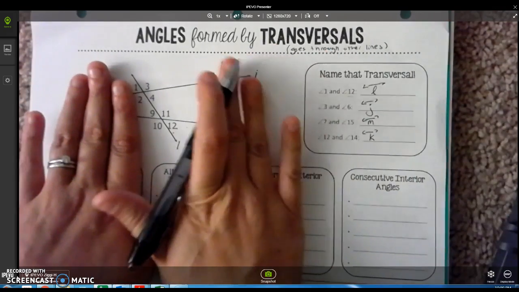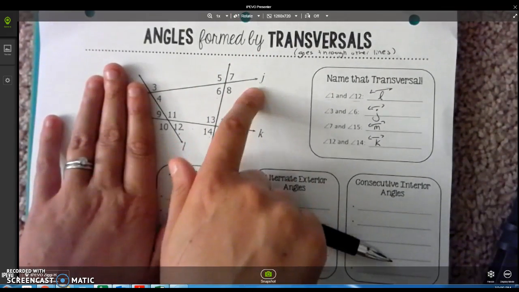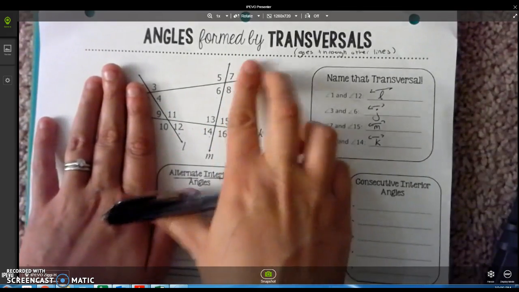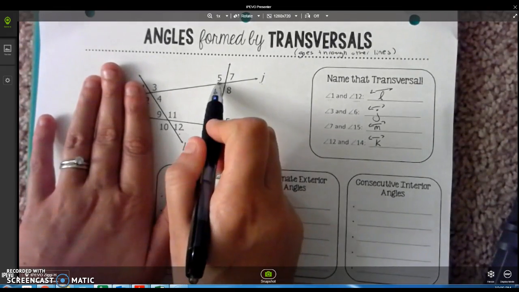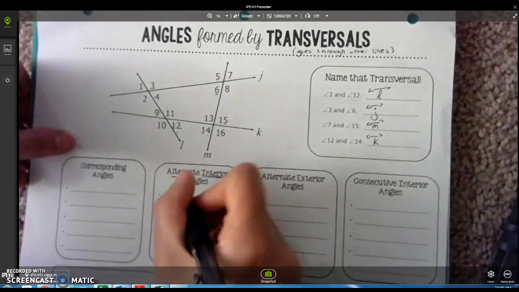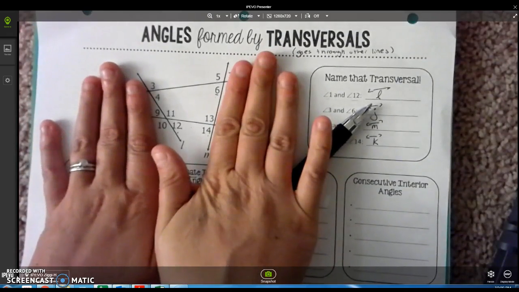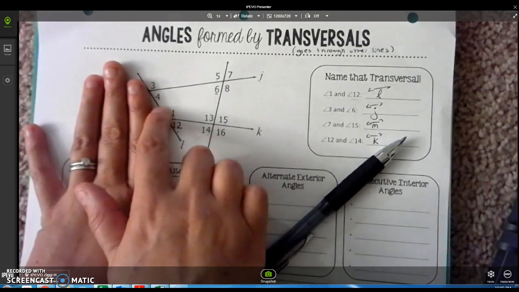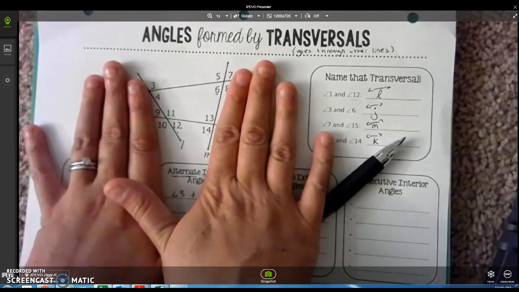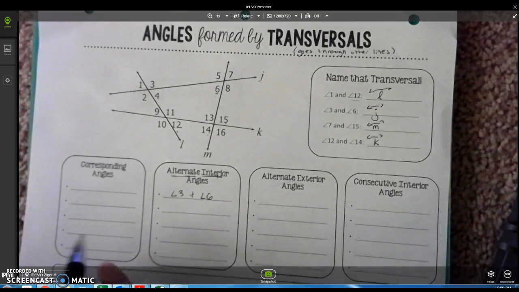Now, what alternate means is going to go back and forth, so we're going to use this transversal J, and the alternate angles between here would be angle 3 and angle 6, or angle 5 and angle 4. So let's do angle 3 and angle 6. They're in between the lines L and M, and they're on the transversal J. So 3 and 6 would be alternate interior there. Let's go ahead and do another. I'm going to write 2 of them down for each, and I'm going to ask you to come in with 2 more written for each one.